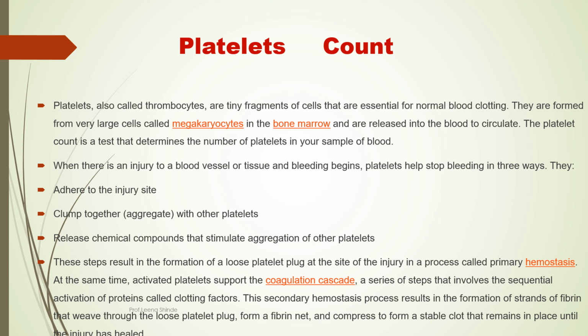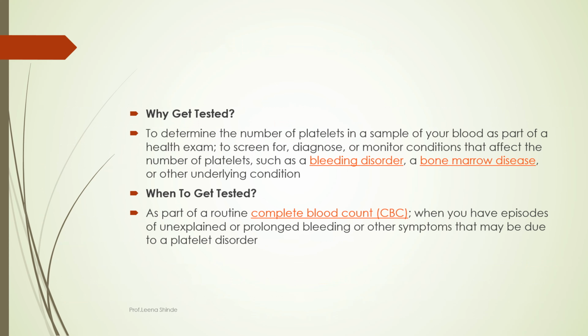At the same time, activated platelets support the coagulation cascade, the series of steps that involves the sequential activation of proteins called clotting factors. The secondary hemostasis process results in the formation of strands of fibrin that weave through the loose platelet plug to form a fibrin net and compress to form a stable clot that remains in place until the injury has healed.